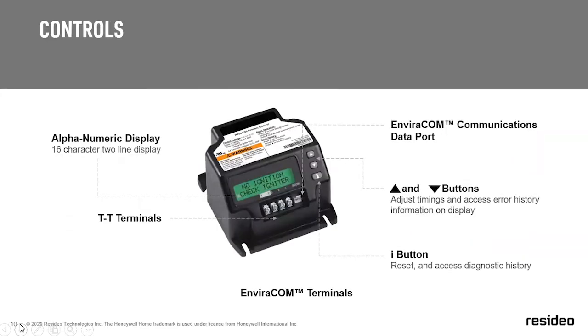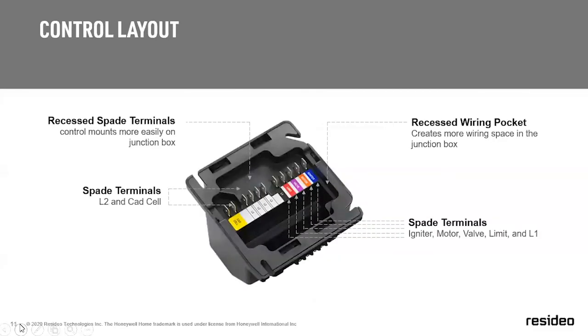So when you look at the control, it's an alphanumerical 16-character plain language setup. It has an Envirocom communications port. There are TT terminals on it, but you can electronically put your TT jumper in the control. You don't have to wire it in. And it has an I button. As you know, there's no more red button on it, that's kind of convenient for technicians so the homeowner doesn't play around with it. And I'll talk about some of the features of that later on.